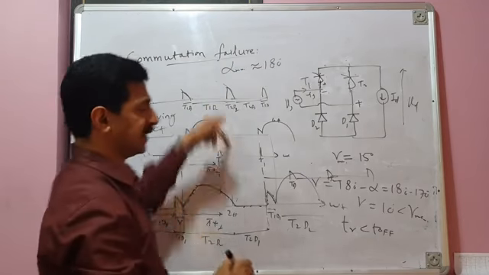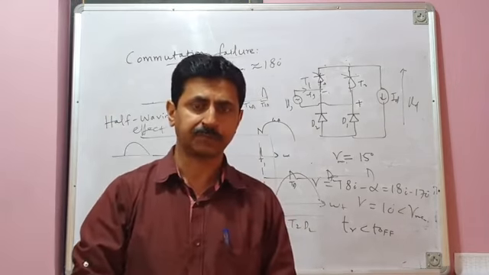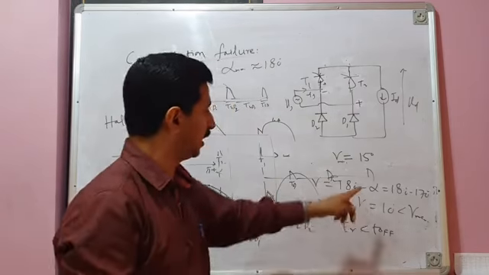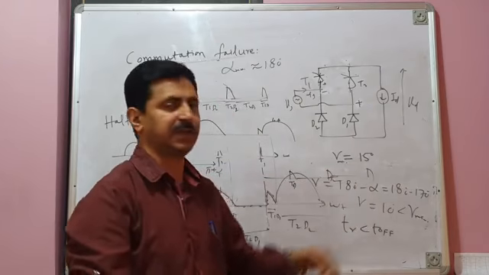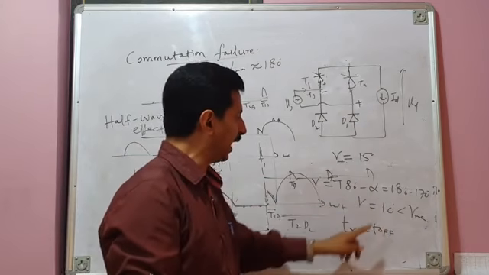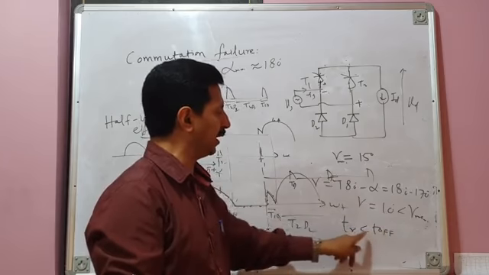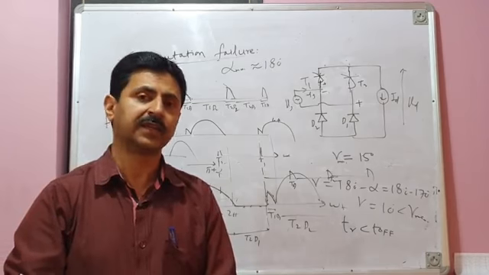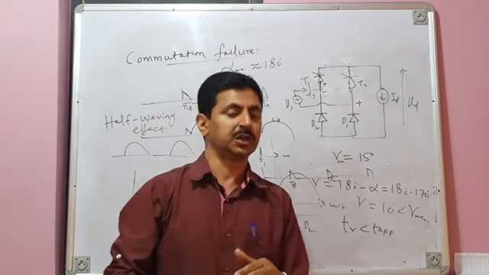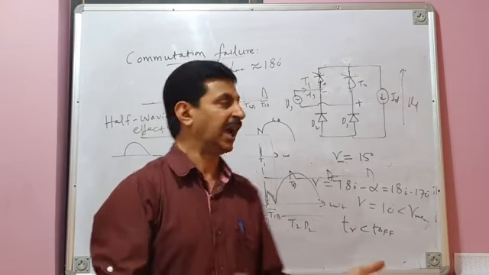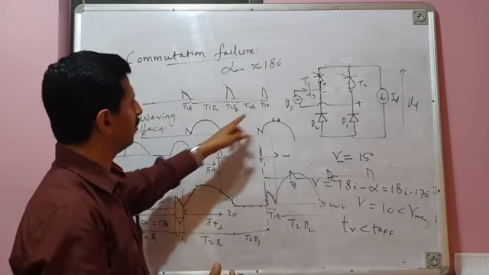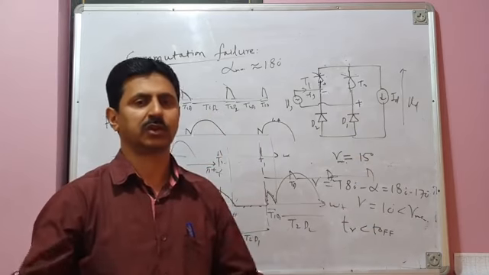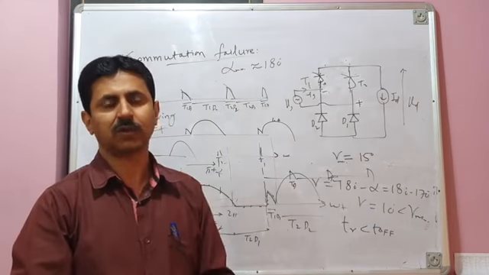You have seen, in this case we took alpha max as 170 degrees and your extinction angle gamma, 180 minus 170, that is 10 degrees, which is less than gamma min of 15 degrees, because for 10 degrees the reverse bias applied across the device is less than its turn off time, and the device does not regain its forward voltage blocking capability, so it undergoes commutation failure. As soon as the negative half cycle of source voltage comes, it is forward biased. Without waiting for the firing pulse, it goes into conduction. So this is called commutation failure.